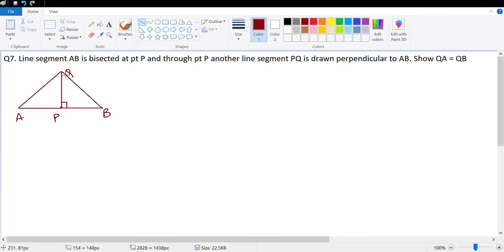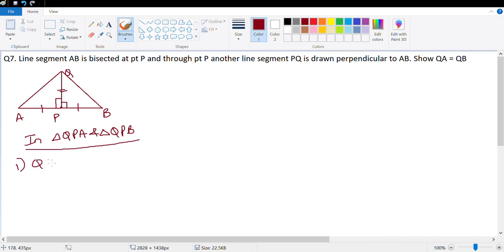Okay, let's see what we already know. We know that these two angles are 90 degrees. We know that AP and BP are equal because P is the midpoint, and I know QP is the common arm. So by side angle side, we should be able to prove these two triangles congruent. So in triangle QPA and triangle QPB, let's see what do we know. Point number 1, QP is equal to QP. This is the common arm. So that's one side that we've got.